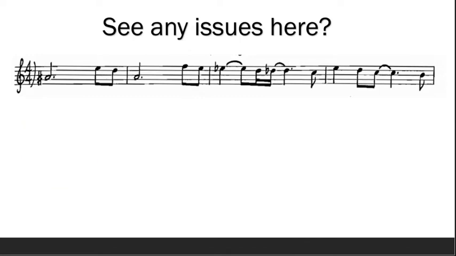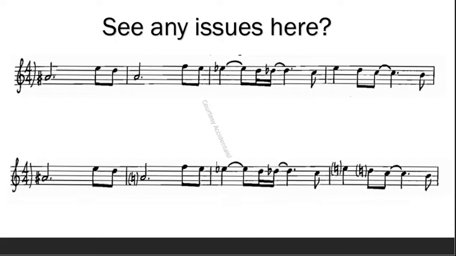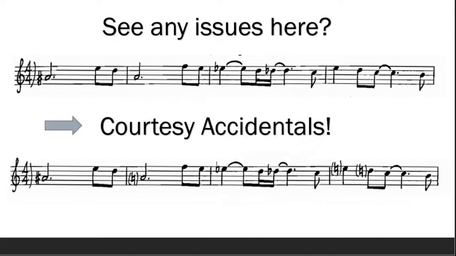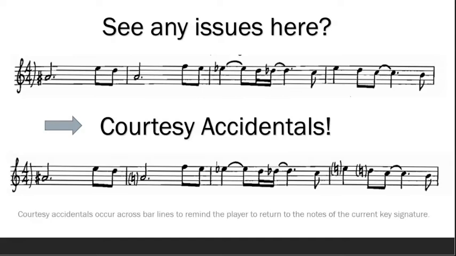Moving on. Do you see any issues here? Take a quick look. I'll show the answer in just a minute. Should be pretty obvious, but you never know. Courtesy accidentals. As you notice, we have an A sharp. In the second measure, we have just an A, which goes fine with the key signature, but a courtesy accidental reminds the player, across the bar line, to return to the notes of the current key signature.